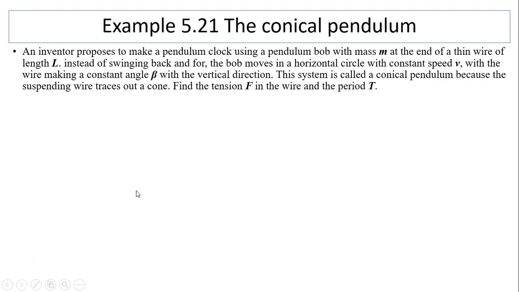The conical pendulum. An inventor proposes to make a pendulum clock using a pendulum bob with mass m at the end of a thin wire of length L. Instead of swinging back and forth, the bob makes a horizontal circle with constant v, with the wire making a constant angle beta with the vertical direction. This system is called a conical pendulum because the suspending wire traces out a cone. Find the tension F in the wire and the period T.